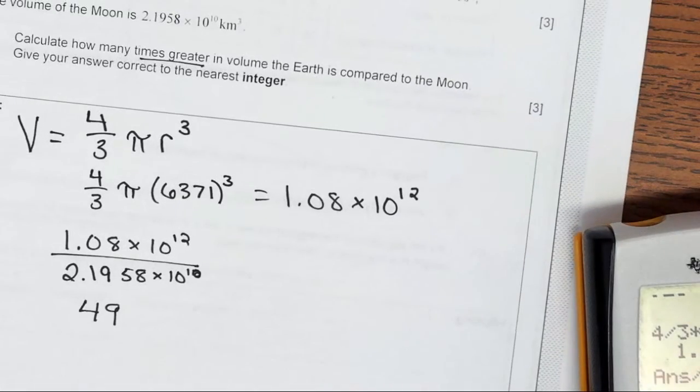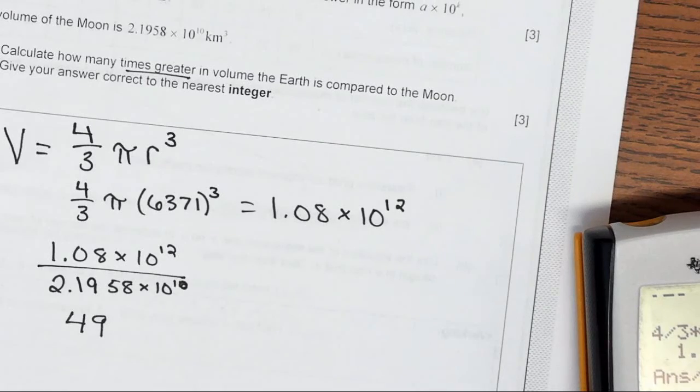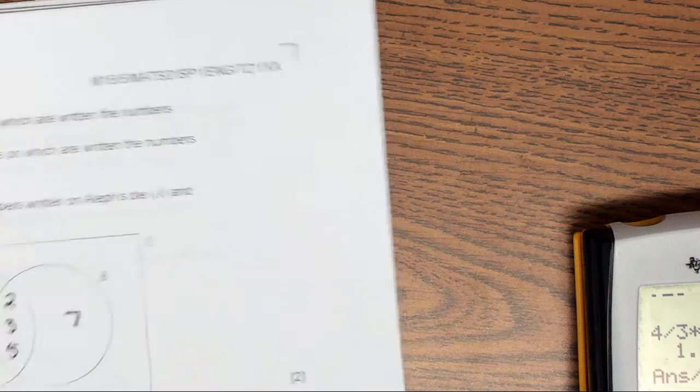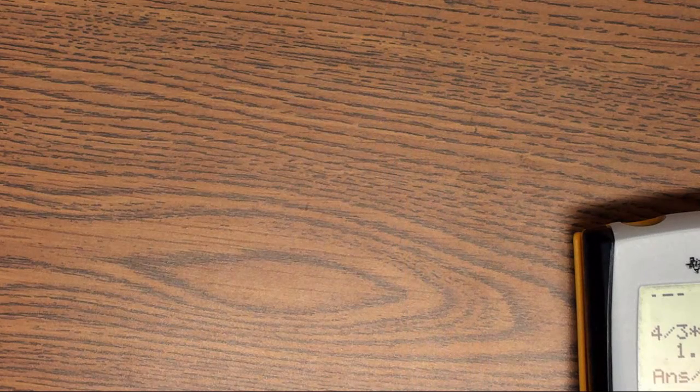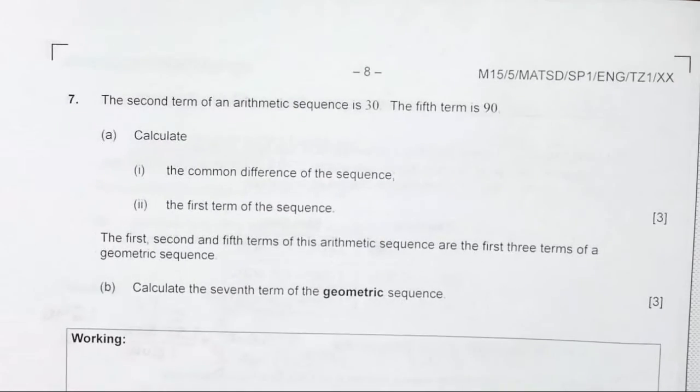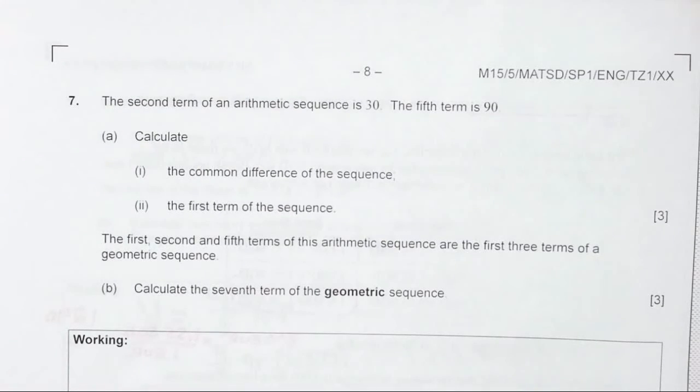Is there any more you need to do whole group? Can we just do a super quick review over 7? Oh, sure. 7 is using the formula chart a lot. So we're given the second term of an arithmetic sequence and the fifth term, and we're supposed to calculate the common difference.